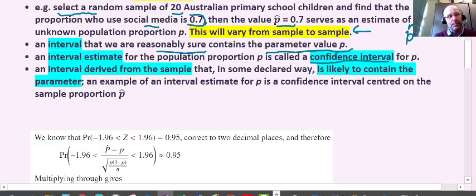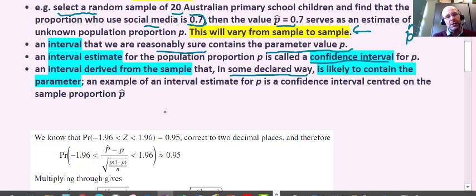It's an interval derived from the sample in some declared way. That means there are different types of confidence intervals, which we'll look at in a moment. It's likely to contain the parameter, the true value for the population. So it's not a point, it's an interval. An example of an interval estimate for p is a confidence interval centered on the sample proportion, and that's the one we're looking at.